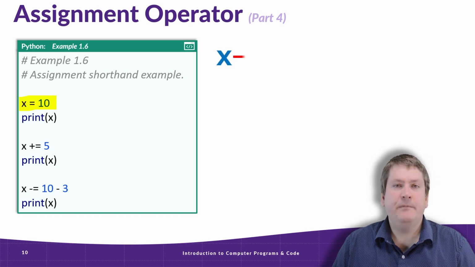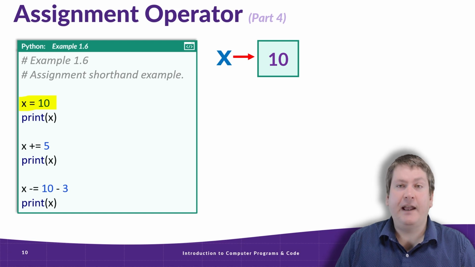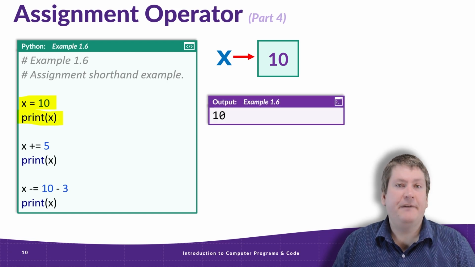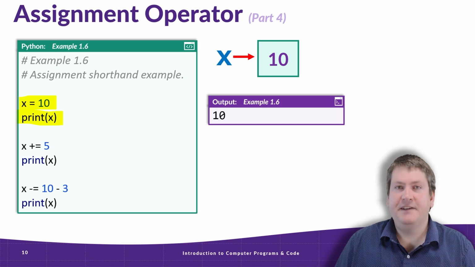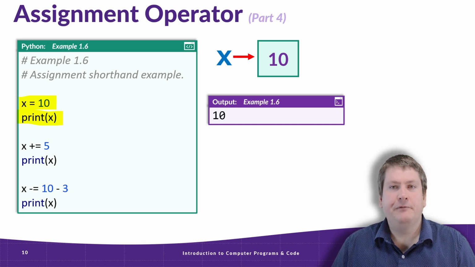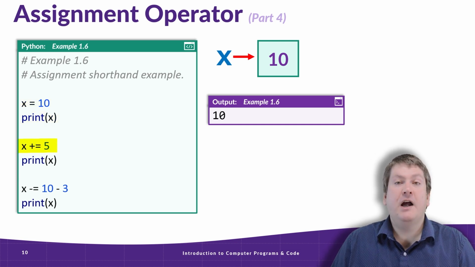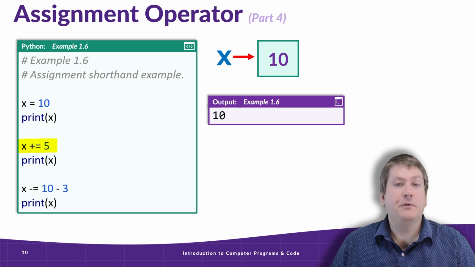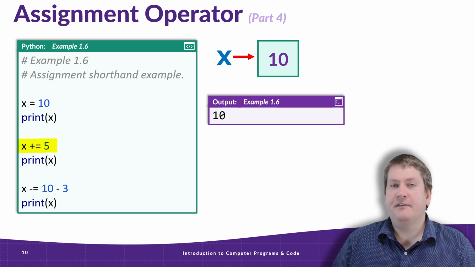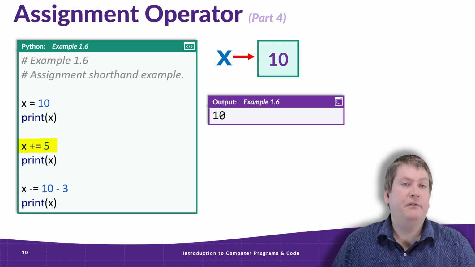The first line here simply assigns the value of 10 to x. Then it outputs that value to the console, which is going to be 10, of course, because we just set it to 10. Fairly straightforward so far. Now we've arrived at our first compound operator, and this is x plus equals 5. And what you can think of this as doing is simply adding 5 to the value of x.